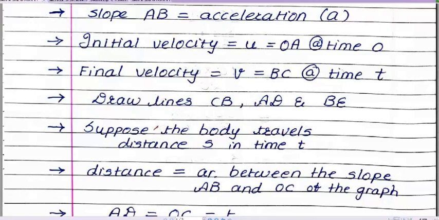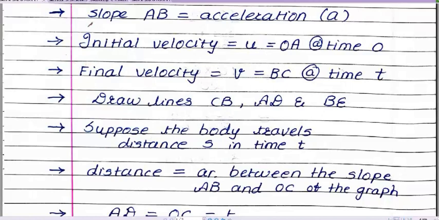Now, suppose the body travels distance s in time t. See, this is our second equation of motion, which is s is equal to ut plus half at square. And that's why we have to introduce this distance s here. While deriving the equation, we have to introduce this point here, right? Which was not there in the first equation. So now, suppose the body travels distance s in time t.